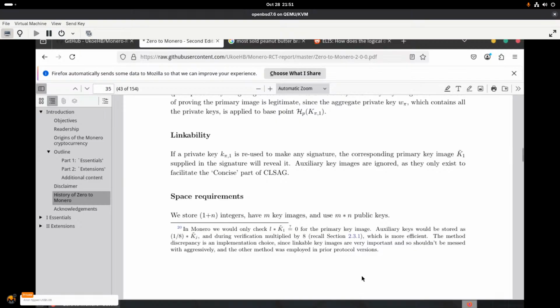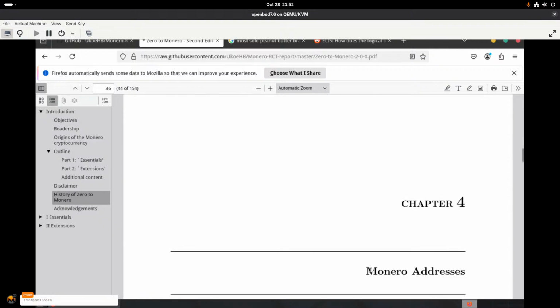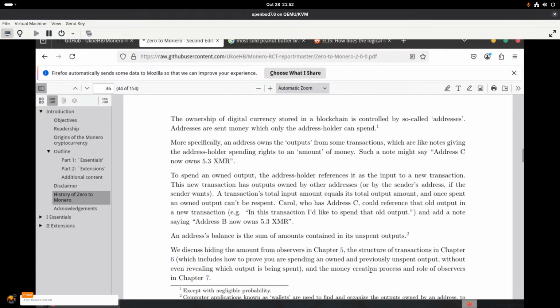The method discrepancy is an implementation choice. Since linkability key images are very important and shouldn't be messed with aggressively, the other method was employed prior to protocol versions. Monero addresses.